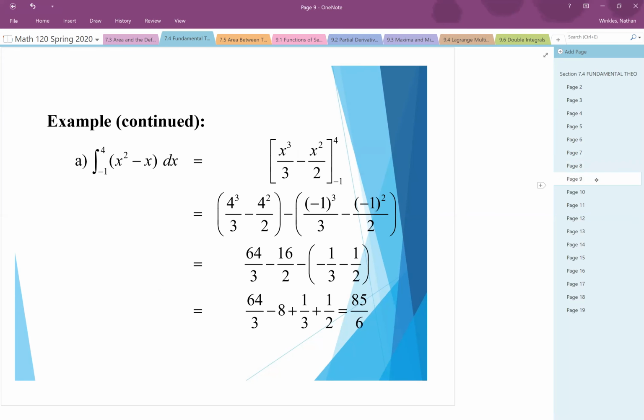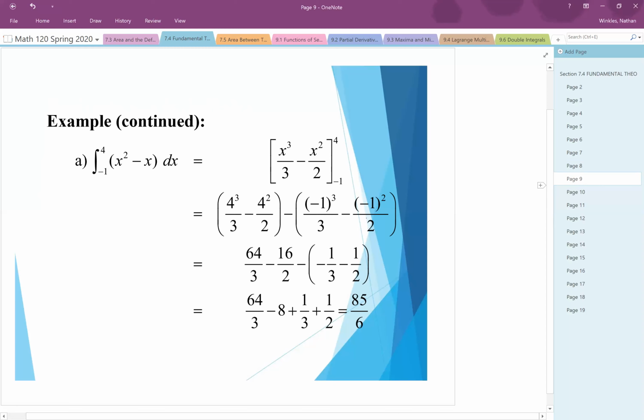So the first one, when we take the antiderivative of x squared minus x, we get x cubed over 3 minus x squared over 2. We plug in 4 everywhere for x, 4 cubed over 3 minus 4 squared over 2. Now, the way I like to do these, I like to go ahead and put a minus in a big parentheses, so that way we know when we're subtracting when we plug that in. So -1 to the third over 3 minus -1 all squared over 2.